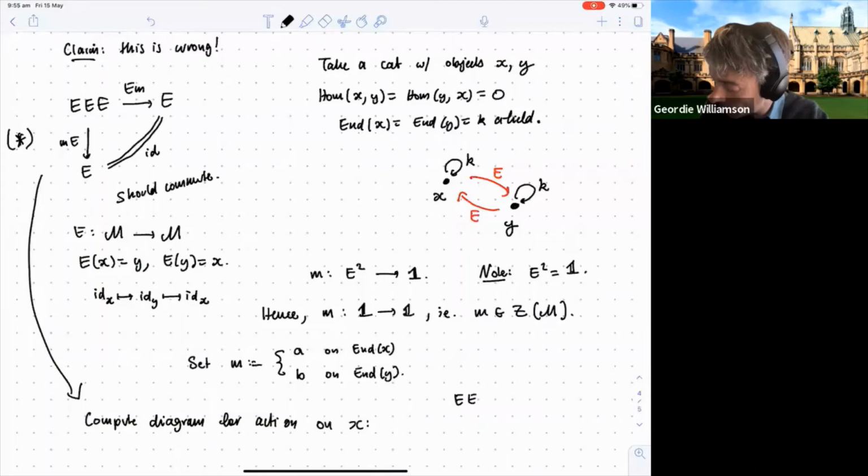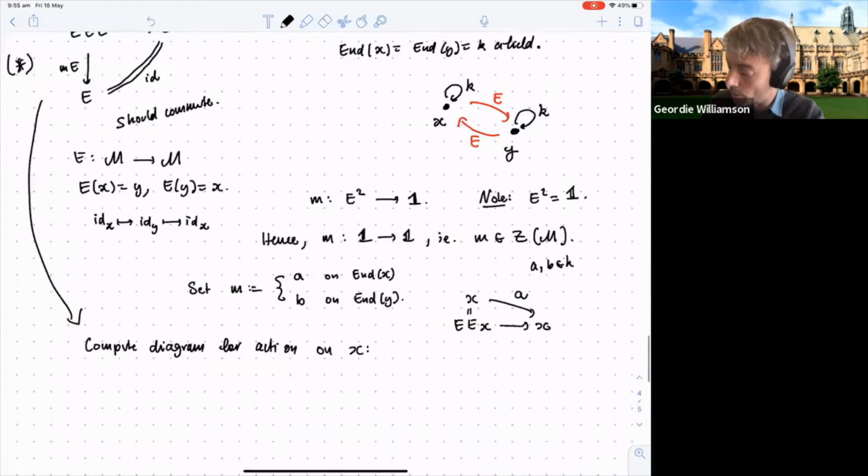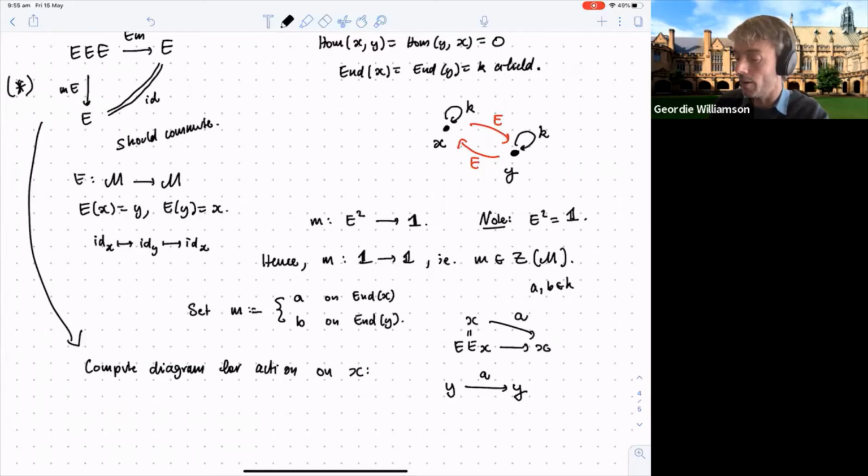So firstly, if we consider E of E of X to X, so this is X, and this map is A. And now when we apply E to it, we get the map Y to Y, which is A.